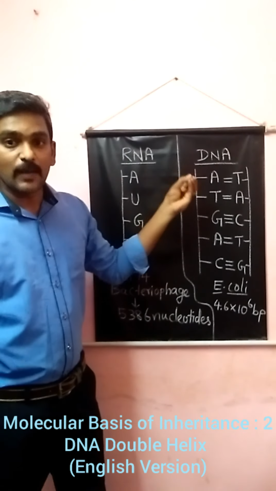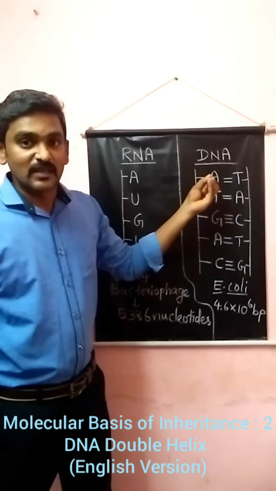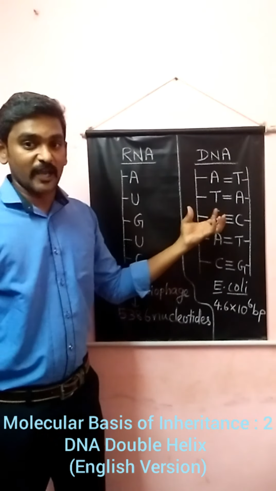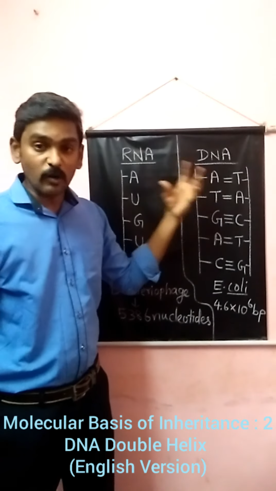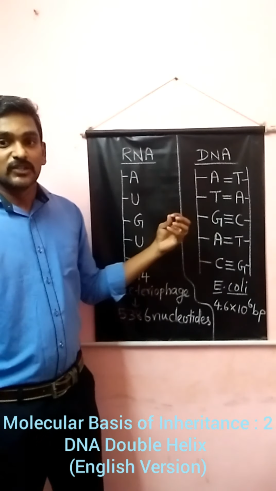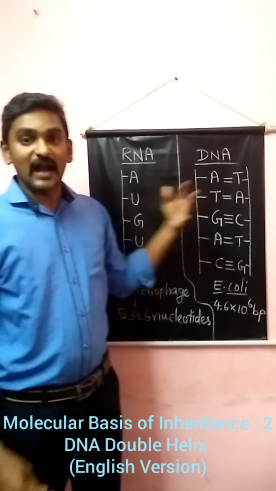So while telling about the length of DNA, it should be mentioned as BP, that is base pairs. For example, I mentioned here E. coli, which is a bacteria. In E. coli, the length of the DNA is 4.6 into 10 to the power of 6 base pairs. So you will have this many base pairs in E. coli. Likewise, we have to calculate the length of DNA as well as RNA. Up to this, I think you will understand.